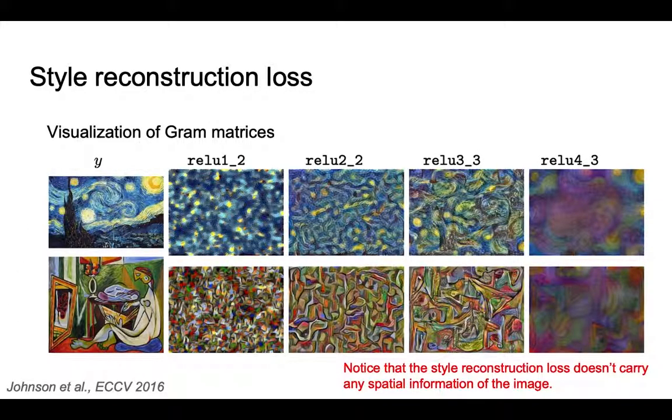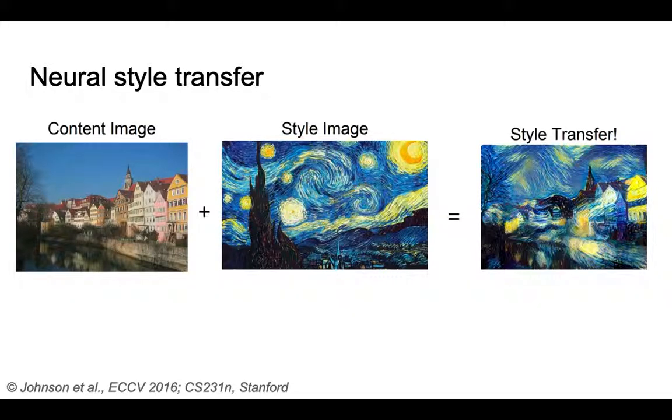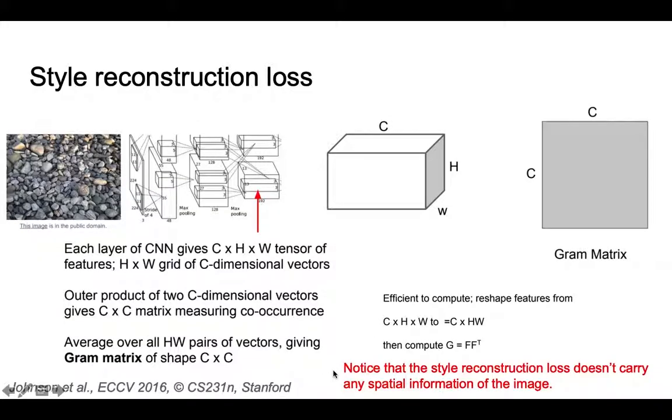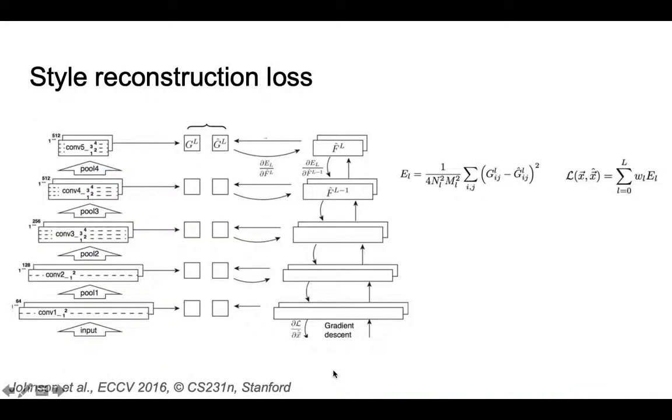So if you have a network, let's say your input is this painting, and this is your random noise. You want to update your random noise in a way that it matches the style, as in this gram matrix is as similar as possible.